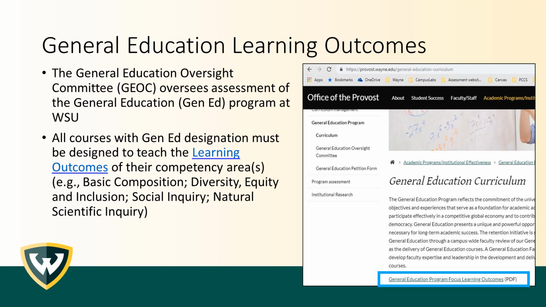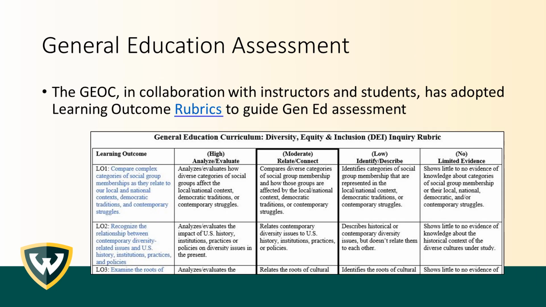For example, the inquiry area of diversity, equity, and inclusion has 5 learning outcomes that describe what students taking DEI courses are supposed to learn in the course. GEOC has collaborated with instructors and students to create rubrics to assist with assessing the Gen Ed learning outcomes. Rubrics for Gen Ed assessment of the learning outcomes are available on the General Education Program website.